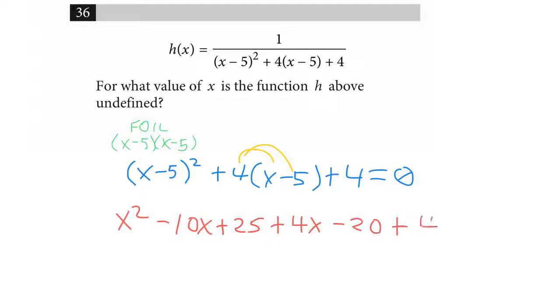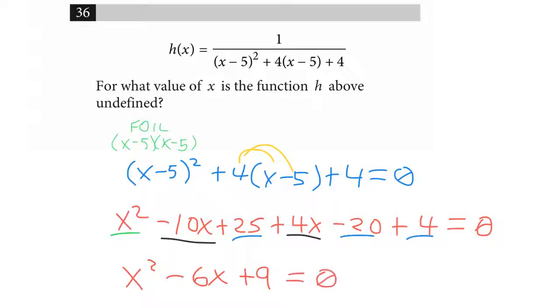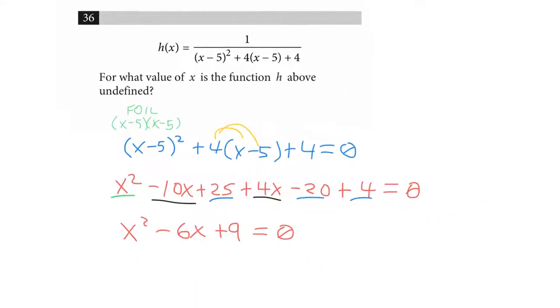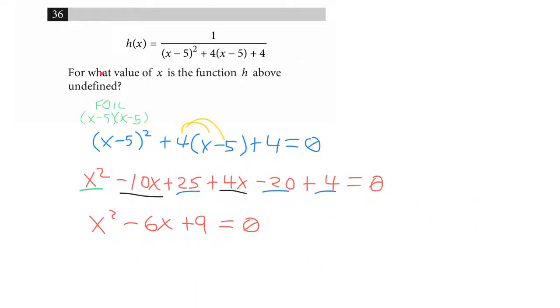And then we still have this plus 4. And then we have a 0. The like terms are underlined. We have an x term and x term. We're going to have a bunch of constants right there. And then when you combine them all, there's only one x squared term. The negative 10x and the 4x gives me a negative 6x. The positive 25 and the negative 20 give me a 5 plus 4, which is 9. And that equals 0. I can already see this is only going to give us one x value, which is a good sign because they literally asked for what value, singular, of x.